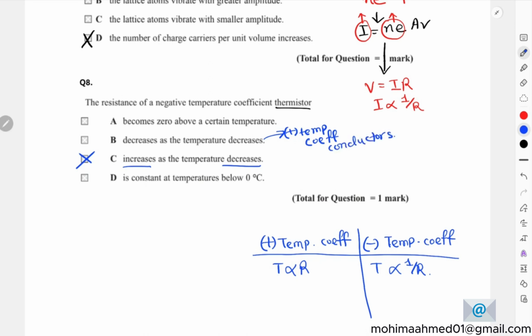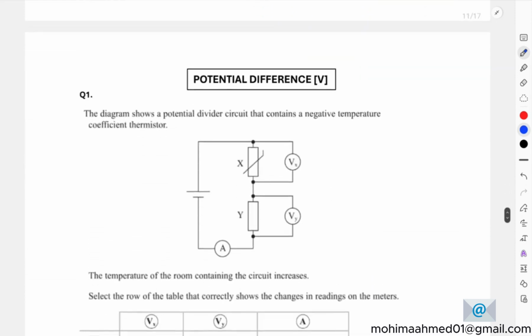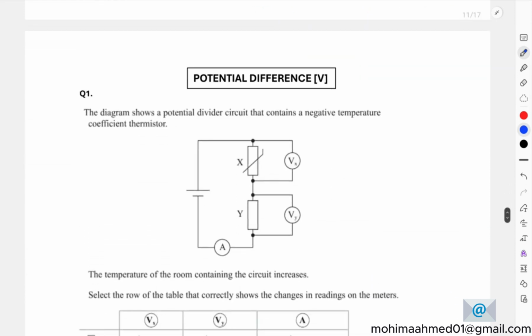Other than that, A and C, sorry, A and D don't have any valid relations over here. Then, after this, we are done with the resistance MCQs. Now we are going to start with potential difference MCQs.